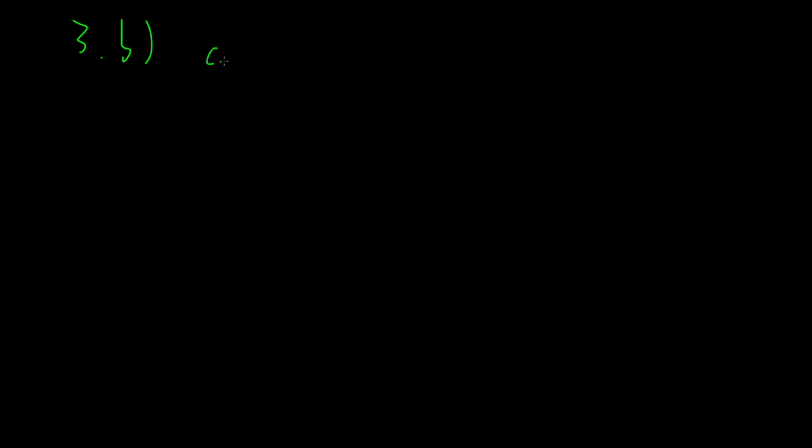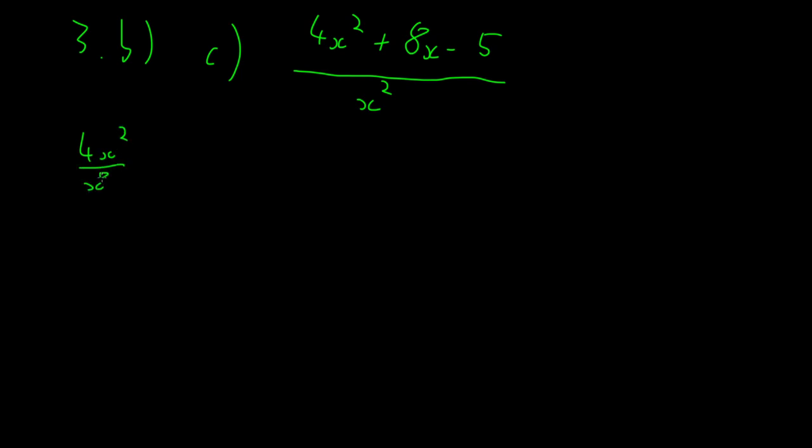Alright, now let's go on with C. So we've got 4x squared plus 8x minus 5 all on x squared. Alright, so I think the first thing we're going to want to do is separate it all out, because we can see it's all pretty messy up here. So we're going to want to make it 4x squared on x squared plus 8x on x squared minus 5 on x squared.